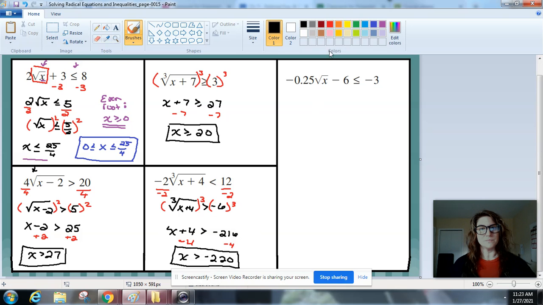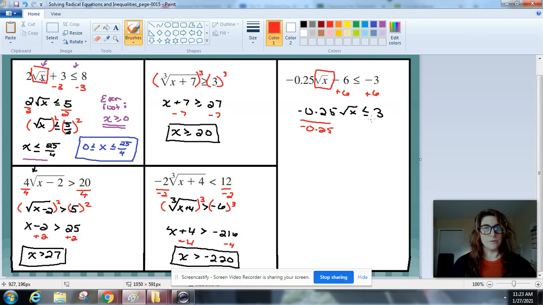The very last one. Okay, we got a couple things going on here. There's my root. Got to move things away. Start by adding the 6. Again, get the root alone by adding or subtracting first, and then multiplying or dividing. Okay, so from here, we're going to divide by that negative 0.25. And since we are dividing by a negative, we are going to flip the sign.